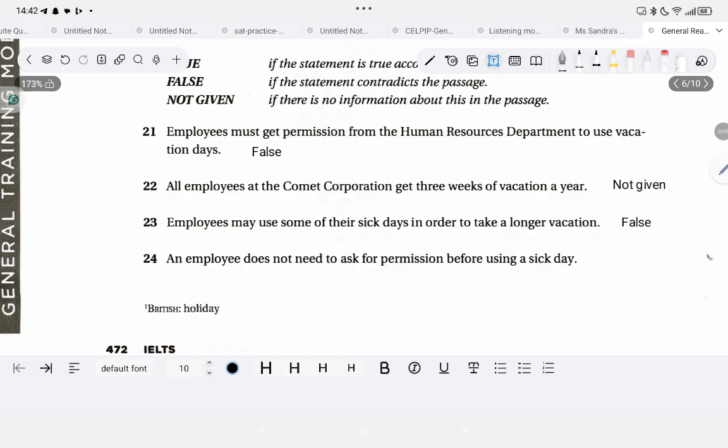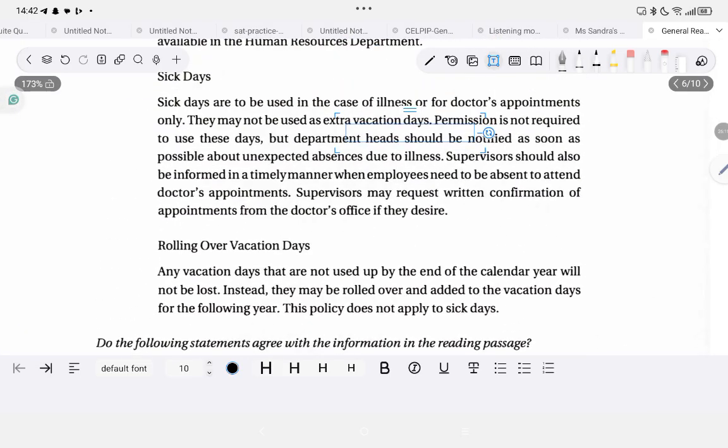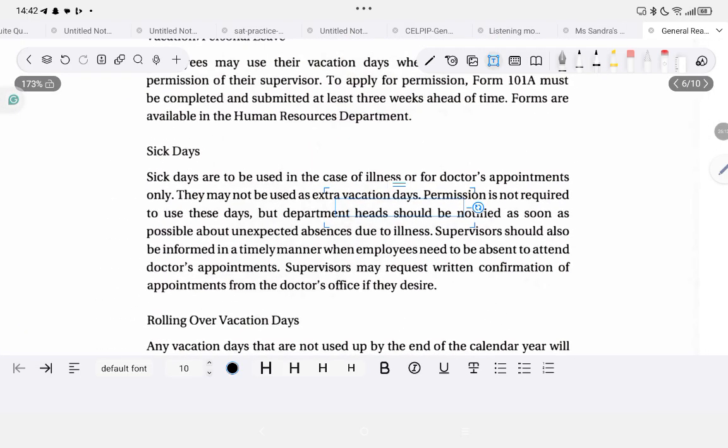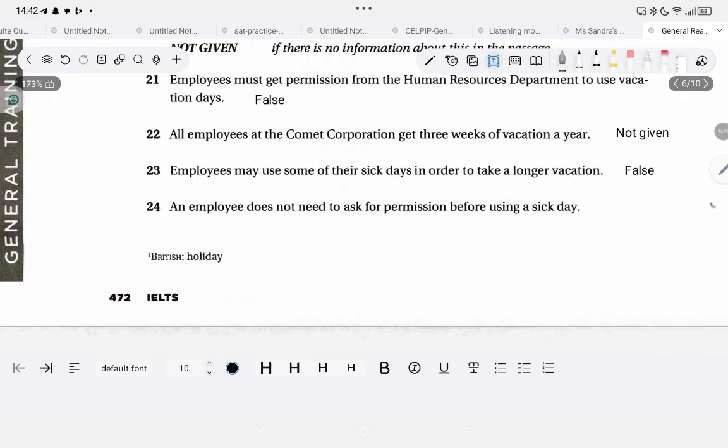An employee does not need to seek permission before using a sick day. Sick days are to be used in case of illness or for appointments. Permission is not required before using these days, but the supervisor should be notified as soon as possible about unexpected absences. Okay, so permission is not required. So that's true.